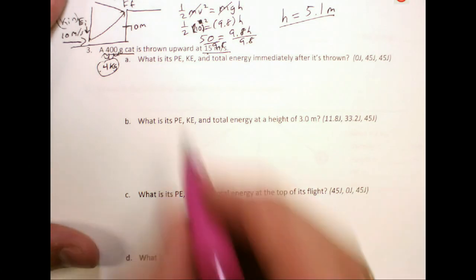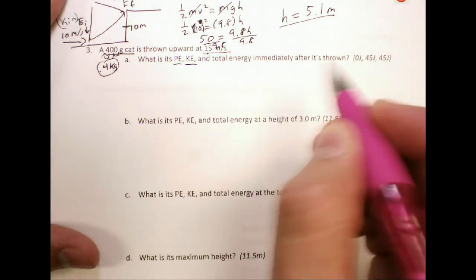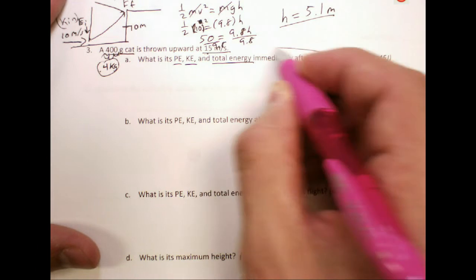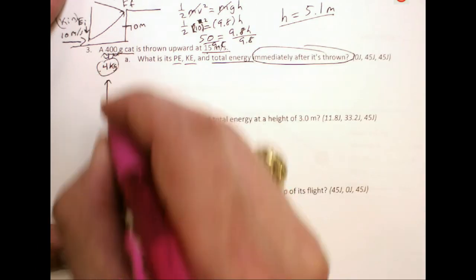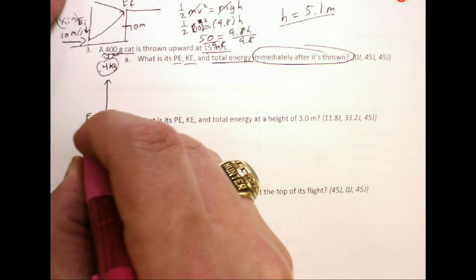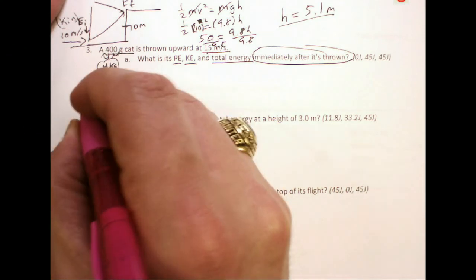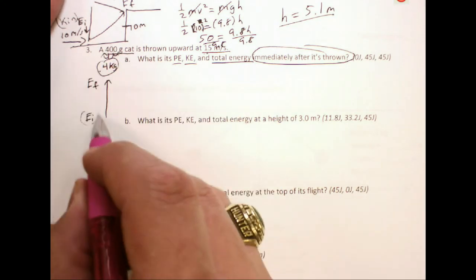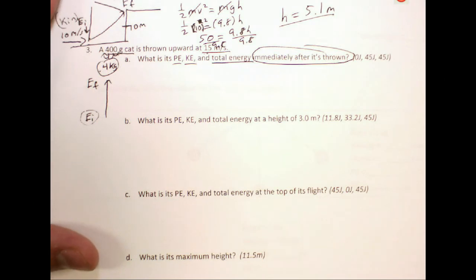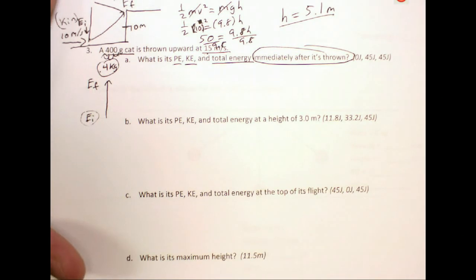So we want to know potential energy, kinetic energy, and total energy immediately after the cat is thrown. So here we go. Cat's going to be thrown up in the air. Here's the initial energy state. Here's the final energy state. Immediately after it's thrown, we'll be down here at the initial, immediately after it leaves the hands. We're going to just assume that this cat is thrown from what's going to be ground level. We're going to call it ground level.